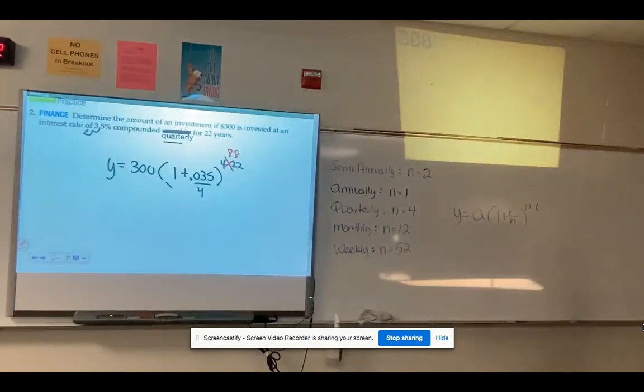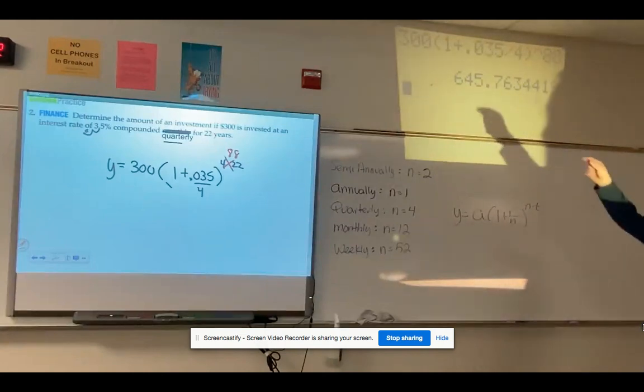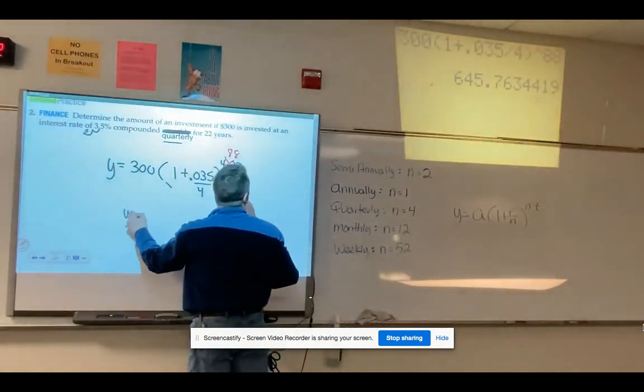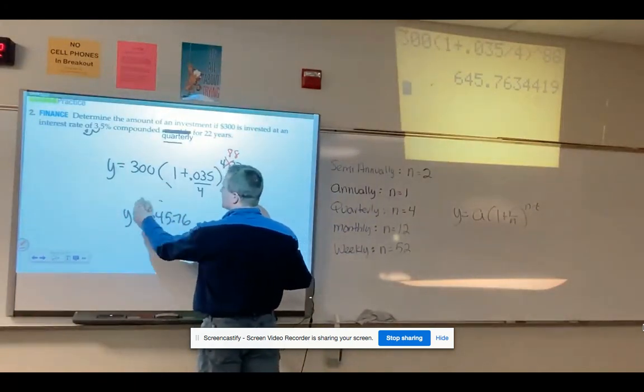Let's type in 300, 1 plus 0.035, divided by 4, because it's quarterly, all raised to the 88th power. And after 22 years, it's going to have $645.76.